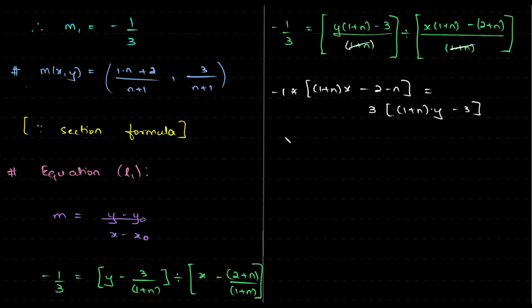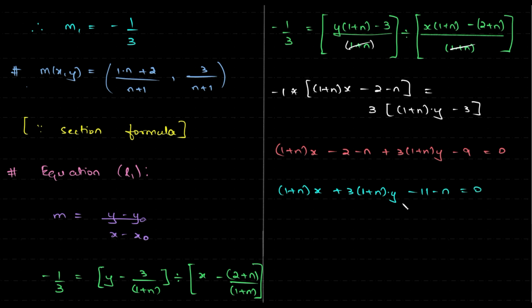A bit of simplification and we have the final answer. Anyways, I have to get x and y on the same side. That's how we write the standard form. So I'm not going to expand this, I'm just going to transpose this. Since it's already negative, this is going to become positive. So this is (1 plus n) into x, minus 2 minus n, plus 3 times (1 plus n) y minus 9 is equal to 0. And finally, what we have is (1 plus n) into x plus 3 times (1 plus n) into y minus 11 minus n is equal to 0. Okay, so that's your equation of the line.